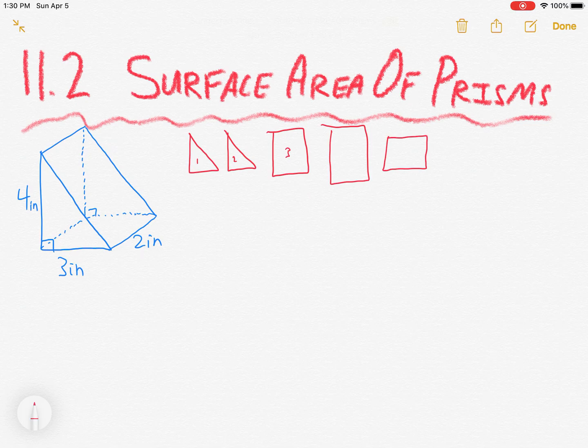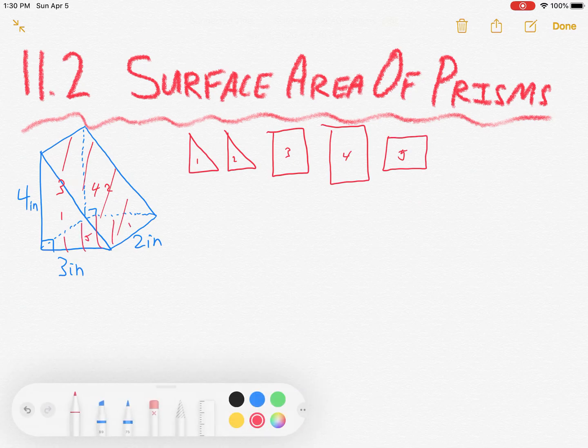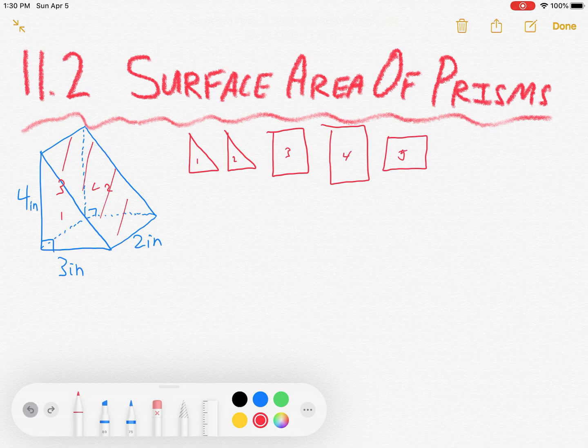I'll just try to label them here. So let's call this 1, 2, 3, 4, and 5. 1, that front triangle. 2, the back triangle. 3, the left. 4 is this here. See, it's getting all jumbled now. 5 is the bottom face down there. Okay, I don't think that's really good to have on there long term, so I'm going to get rid of all that. That's what we're going to add up.